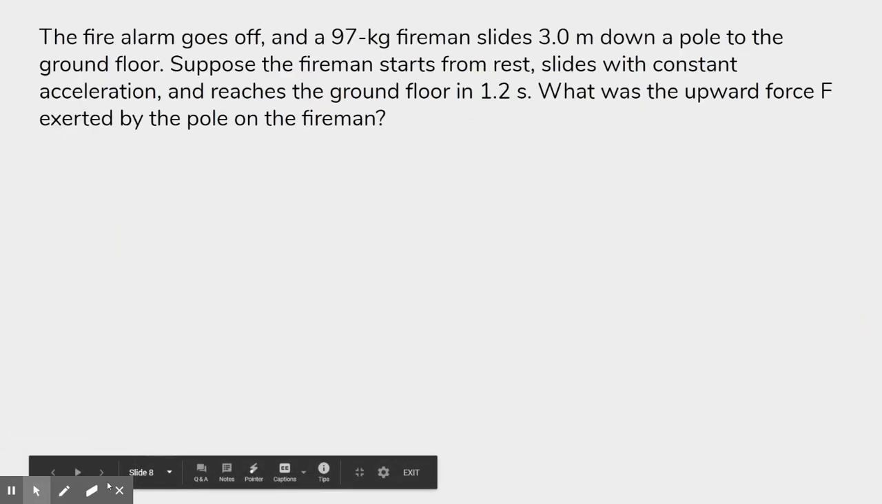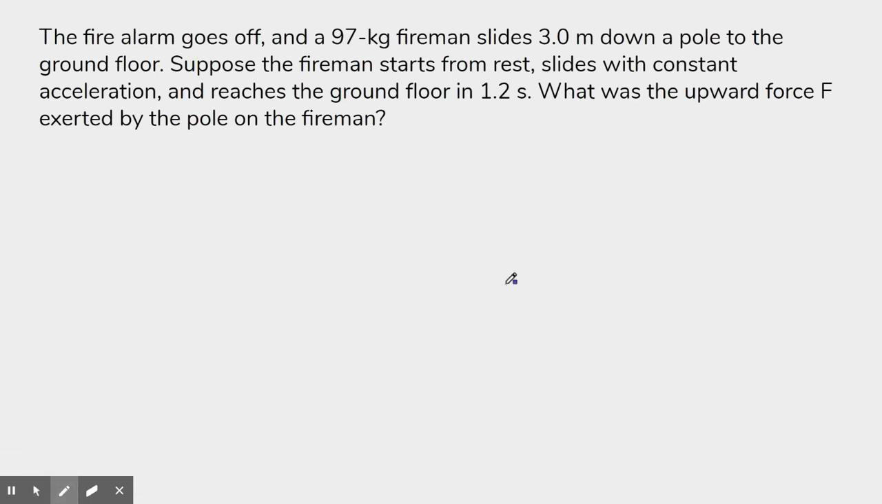Okay. Moving right along. We're now going to think about a fireman who is sliding down a pole. He's going from the top floor up here all the way down to the bottom. So there's our floor. Okay, so the fireman is going down.